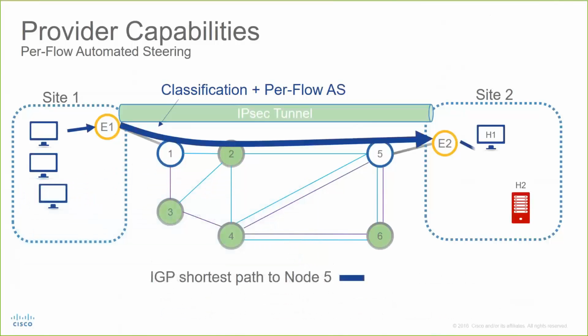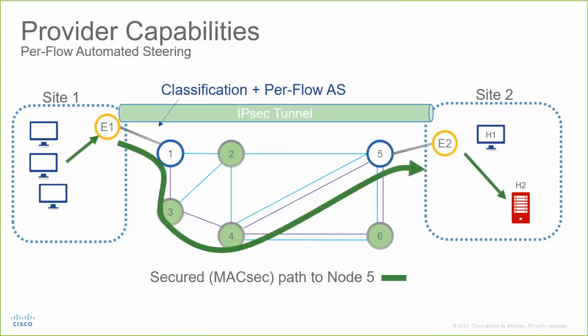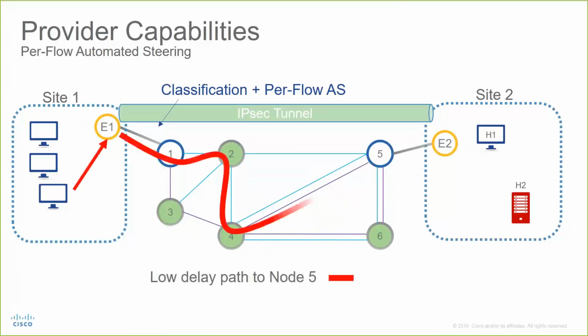As a result, encapsulated traffic associated with best effort applications follows the IGP shortest path to the egress PE. Encapsulated traffic associated with privacy-sensitive applications would follow the path to the egress PE over the secure network slice implemented with FlexAlgo. And lastly, encapsulated traffic associated with delay-sensitive applications follows the path over the low-latency network slice, also implemented with another FlexAlgo instance.